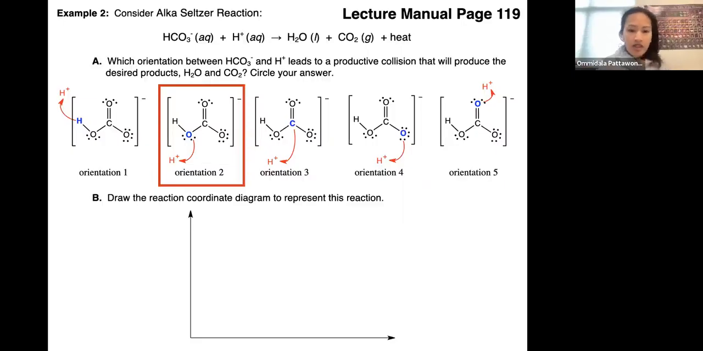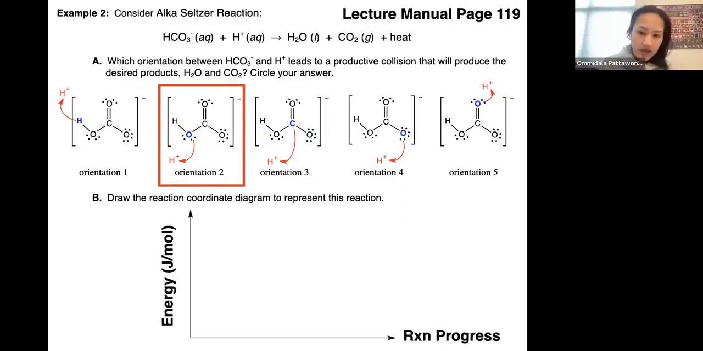Again, the reaction coordinate diagram is going to plot energy against time, or reaction progress. It's going to start with the reactants. The reactants we are looking at are going to be these two. They're together but they haven't collided yet, so they're going to be separate.